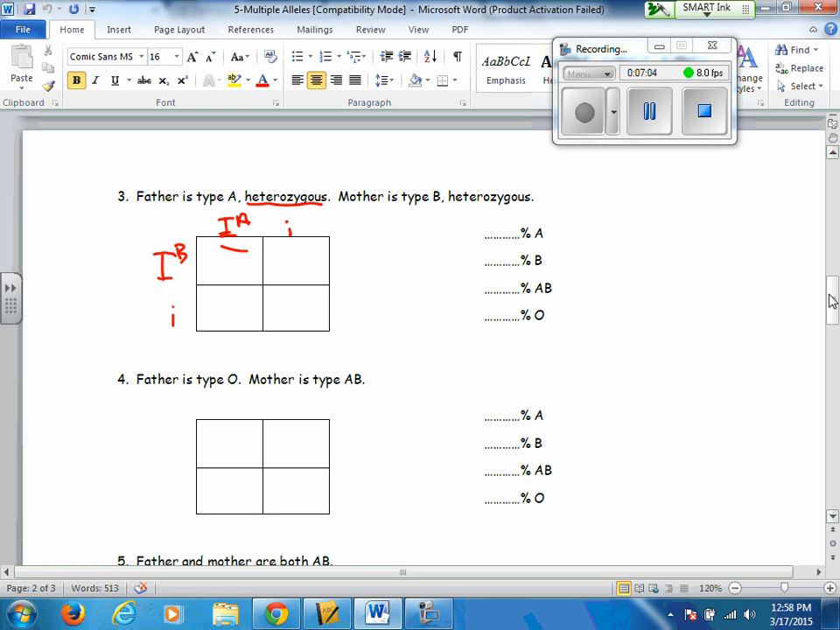So in the middle here, we have an A and a B. We have a B and an i. We have an A and an i. And we have a little i, little i. So here we're going to see a scenario where we have all the blood types, right? 25% is going to be AB. 25% is going to be B. 25% will be A. And 25% will be O. So if these two individuals have children, this means that there's a 25% chance of any kind of blood.